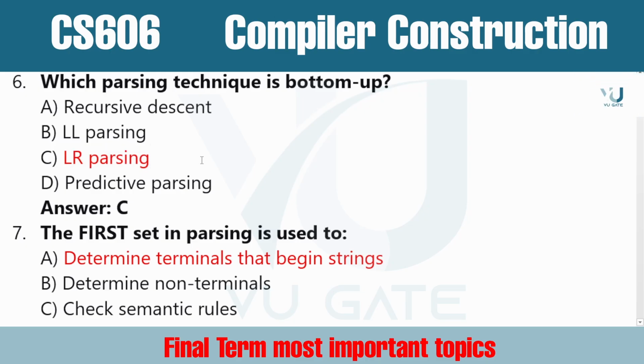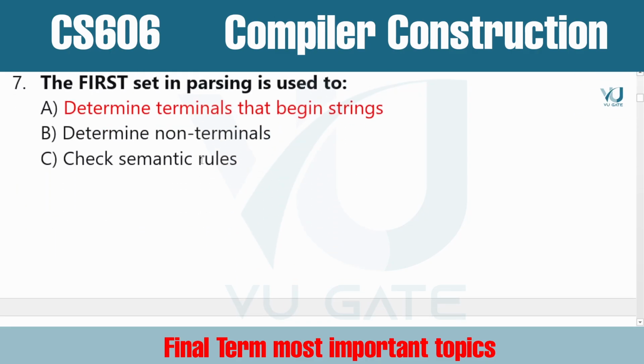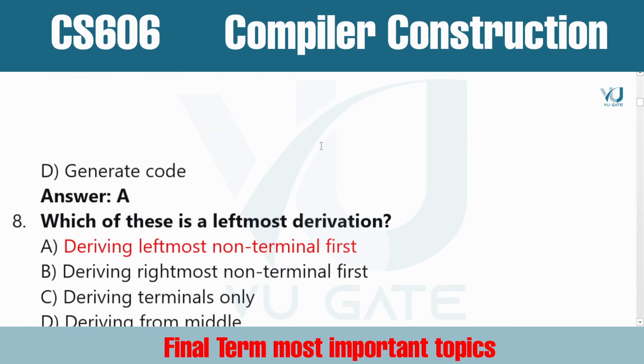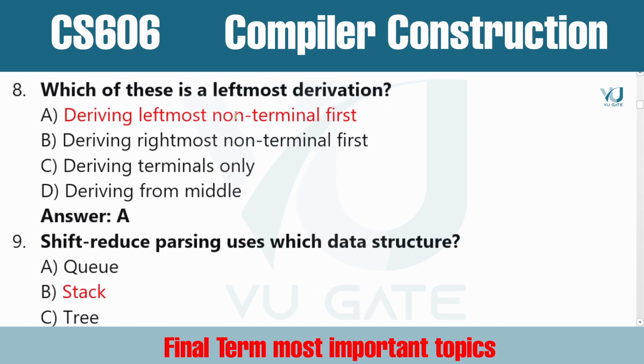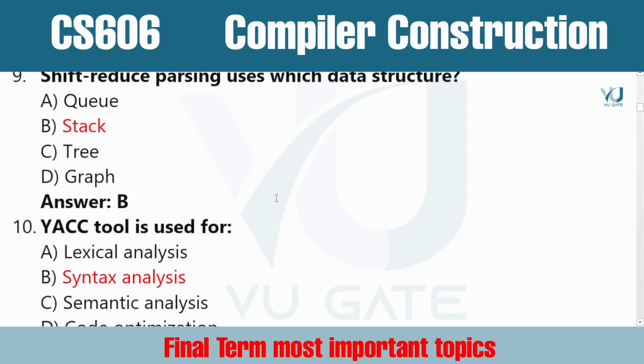The first set in parsing is used to. The correct answer is option A, determine terminals that begin strings. Which of these is a leftmost derivation? The correct answer is option A, deriving leftmost non-terminal first. Shift-reduce parsing uses which data structure? The correct answer is option B, stack.